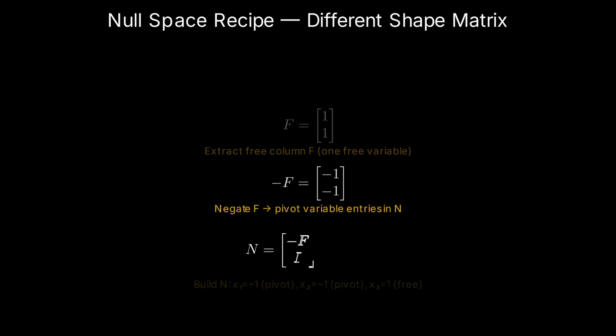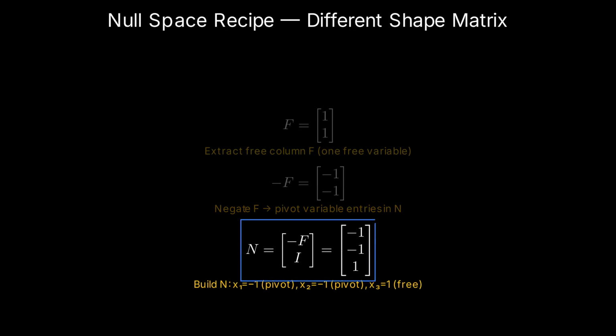Now we build the null space matrix N. Since the pivot columns are already columns 1 and 2, and the free column is column 3, the structure is straightforward. N has 3 entries. Rows 1 and 2 come from negative F, giving negative 1, negative 1. Row 3 comes from the identity for the free variable, giving 1. So N equals the vector -1, -1, 1.